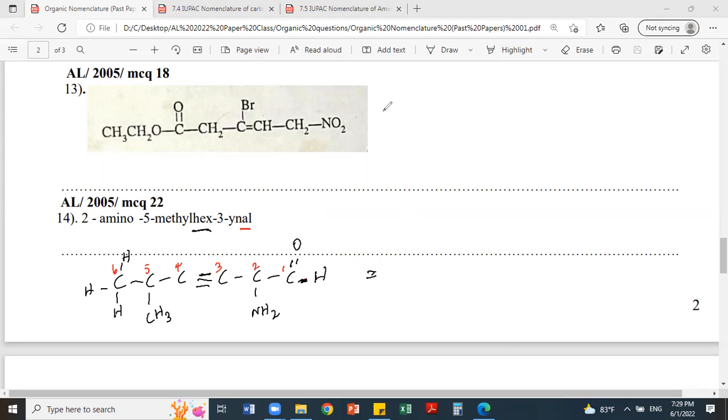So then I'll write it again, the structural formula: CH3, C. There must be hydrogen here to make it 4 bonds. Then you get here CH3, CH, then C triple bond, and after that CH NH2. So here also you have to add hydrogen to make it 4 bonds, and you get CHO. So that is also accepted, either this or this, both the same.